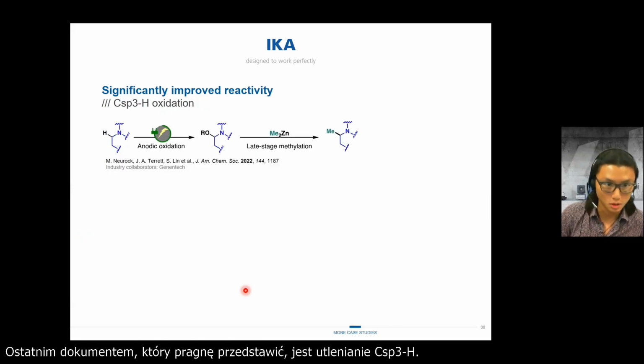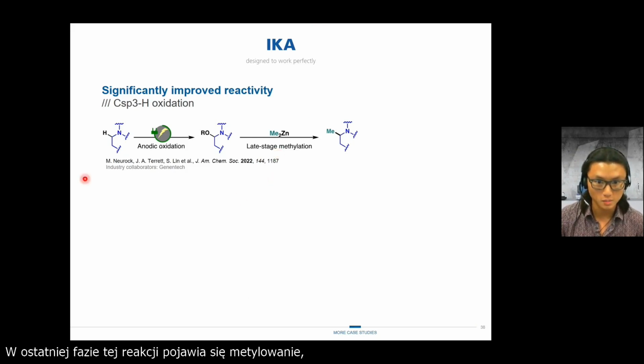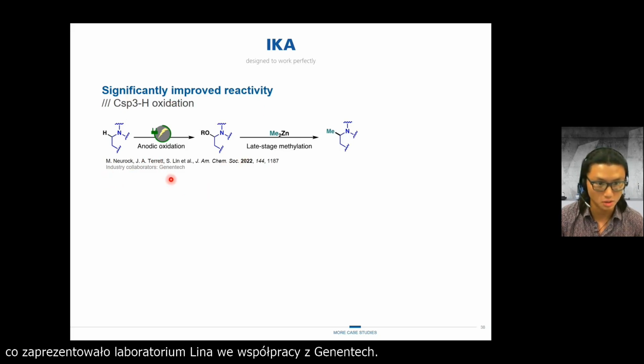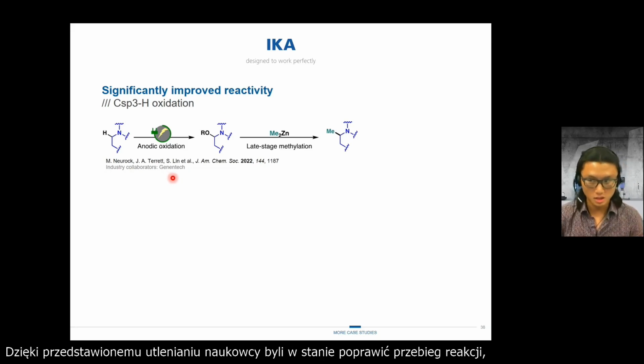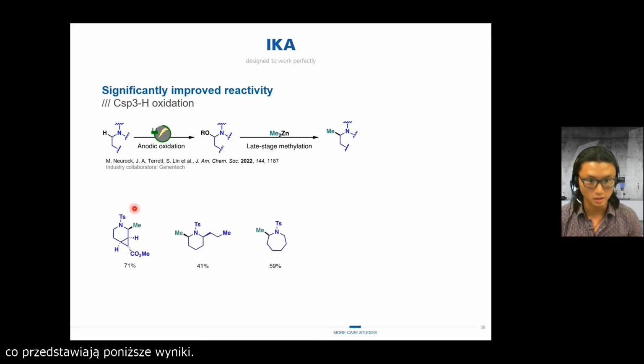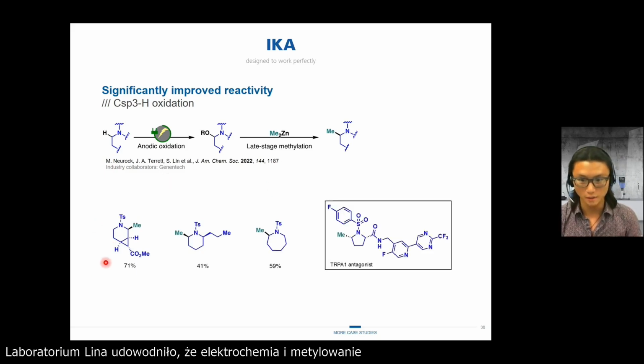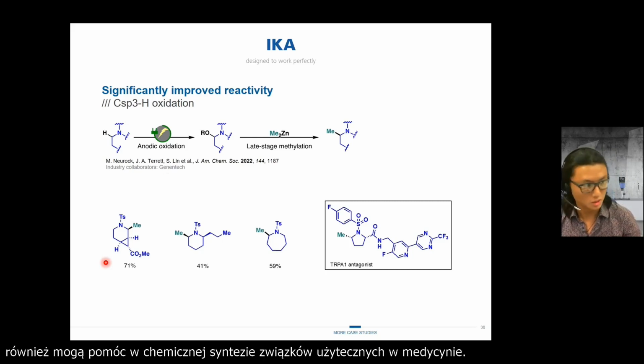One last paper I wish to show you is the CSP3-H oxidation. Overall, this paper is a late-stage methylation, but electrochemistry, anodic oxidation, plays an important part, presented by the Lin Lab in collaboration with Genentech. They have made significant improvement based on Shono oxidation, and here are some selected results. The Lin Lab also proved that this method can help medicinal chemists synthesize some useful medical compounds.